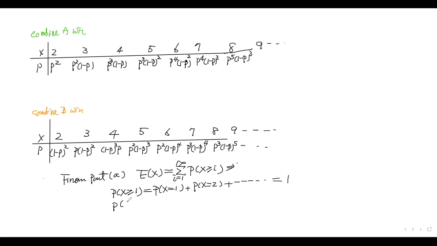Now the probability that x is greater than or equal to 2 is the same thing: the probability x equal to 2 plus the probability x equal to 3 plus so on. The combined A wing and B wing random variable starts at 2, 3 to infinity, so this one will also be equal to 1.